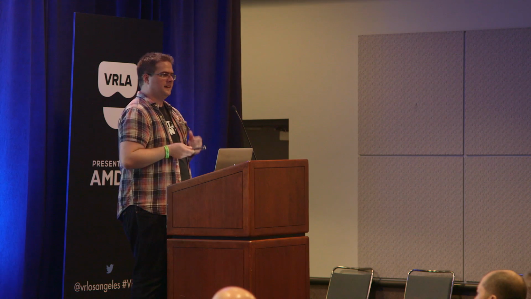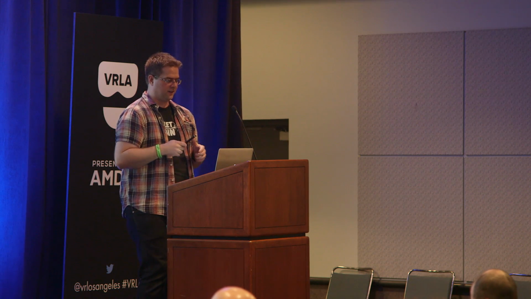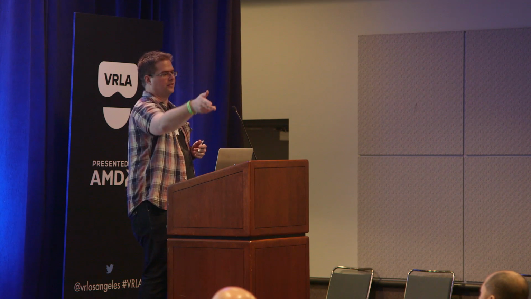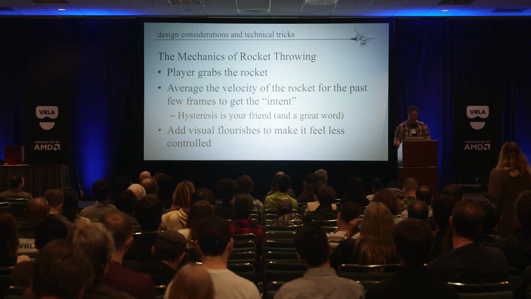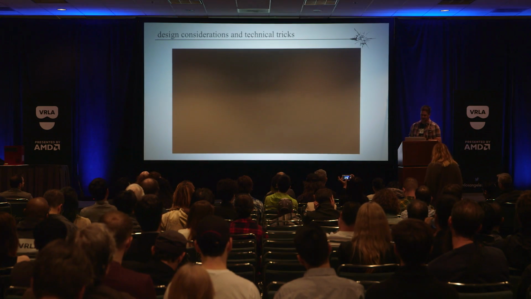The key to making this believable, though, was to add a little bit of a visual flourish to make it look less controlled. So if you let go of a rocket, it just shoots straight. But if you do the overhand throw of the rocket, we add this little wobble to it to make it look a little bit uncontrolled and then even out in its flight. And you can kind of see it in this video.